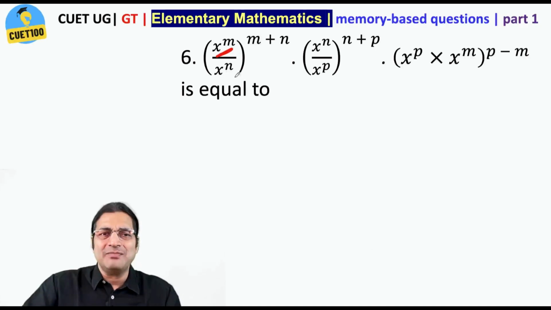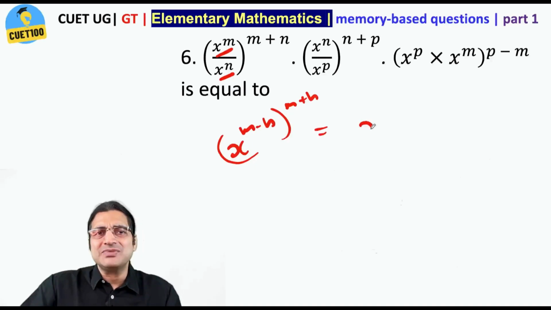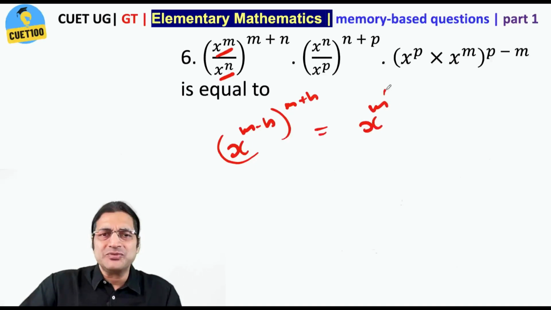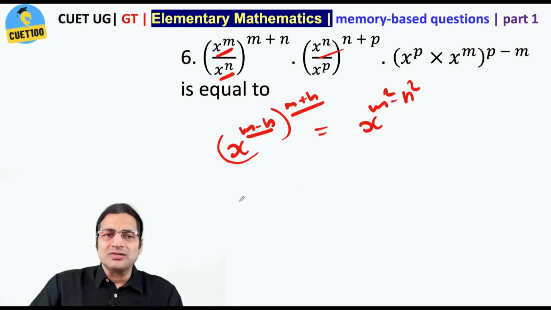X to the power m divided by x to the power n would be what? X to the power m minus n, and this is raised to the power m plus n. So this becomes x raised to the power m square minus n square. Why? M minus n into m plus n is m square minus n square. Similarly here, it becomes n square minus p square, and here p square minus m square. All right. So this is what you get, and this is a product.